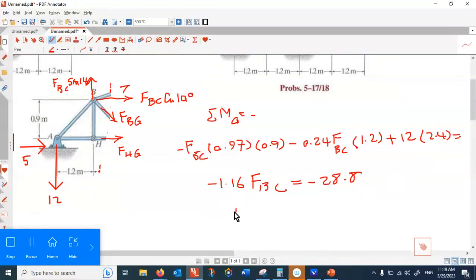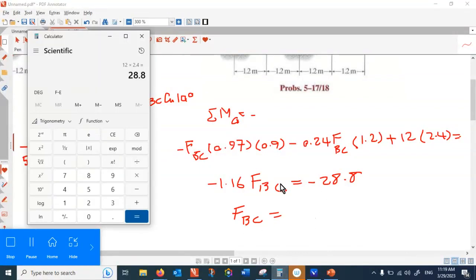So here FBC is 28.8 divided by 1.16, which is 24.83.